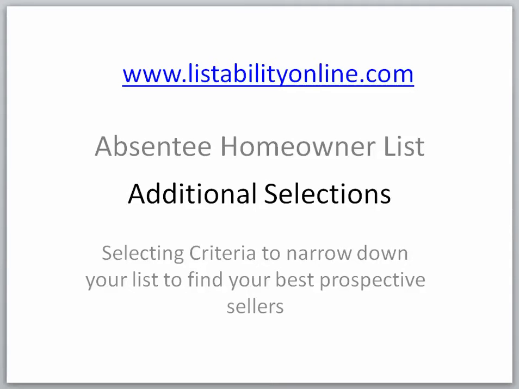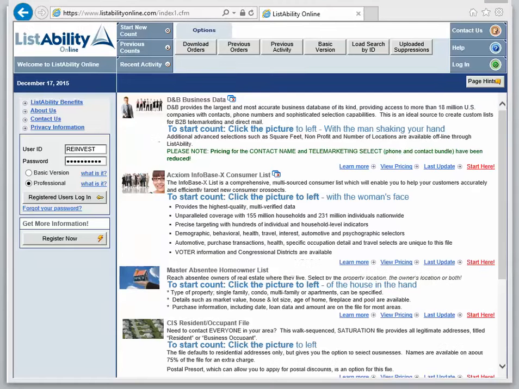Listabilityonline.com is our online web portal to pull down mailing lists, and we'll be working today on the absentee homeowner list and specifically how to use our additional selections. This will be selecting criteria to narrow down your list to get the best prospective sellers. We have additional videos that you can watch for doing things like selecting the geography and actually placing your order.